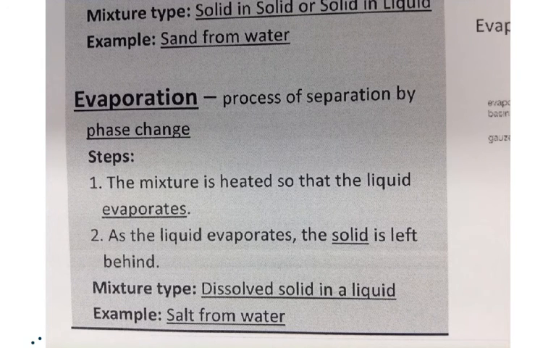Another type of technique that you can use is evaporation. Evaporation uses the process of phase change. The mixture is heated, so for evaporation, just think of something being evaporated. Let's say we had some salt water. We use the power of the sun to heat the water and the salt, and the water is going to evaporate, and the salt is going to remain behind. So a lot of times the mixture type would be a dissolved solid, such as salt, and the liquid would be water in this case.